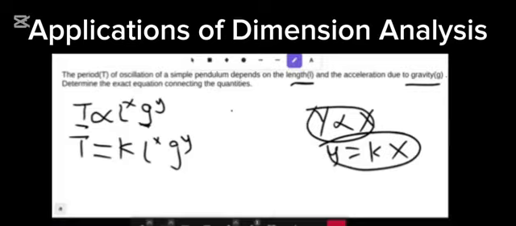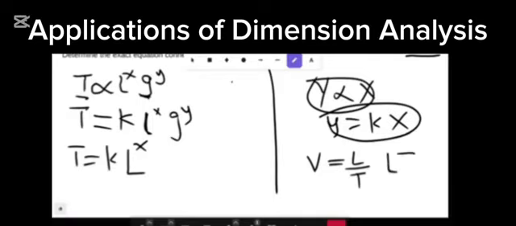Now, what is the dimension for length? We're going to write it in terms of this equation. So I'm going to write T equals the constant, and this length has the dimension of capital letter L. That's the dimension for length, so that is going to have power x. And then what is gravitational acceleration? The dimension for velocity is L over T, or LT to the power minus 1. And that for acceleration is L divided by T squared.